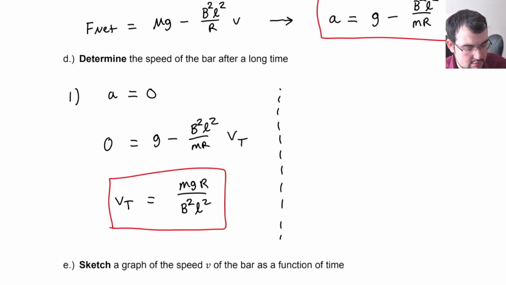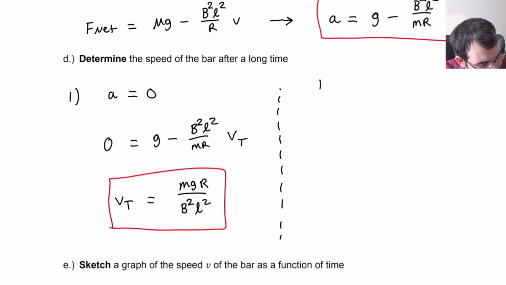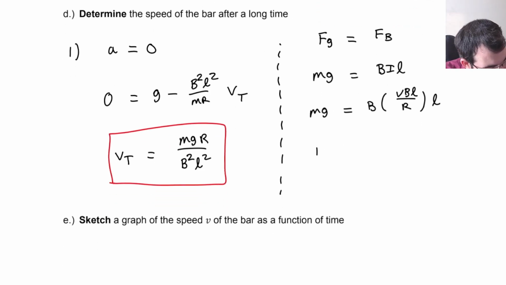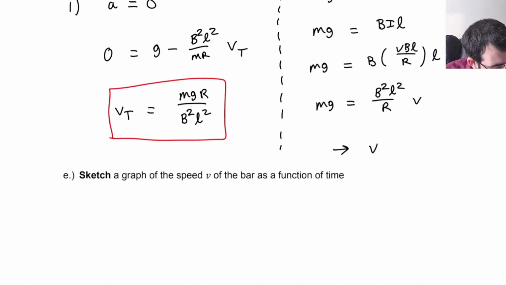Another way of doing it is instead of looking at acceleration, you just look at the forces. So after a long time, the force is balanced. So you'd say the gravitational force equals the magnetic force. So mg is equal to BIL. But we said earlier that current was vBL over R. So we get the same idea, because we get mg is equal to B squared L squared over R times v. So we'd send the R to the top, B squared and L squared to the bottom. So once again, we agree that the terminal speed would be mgR over B squared L squared.